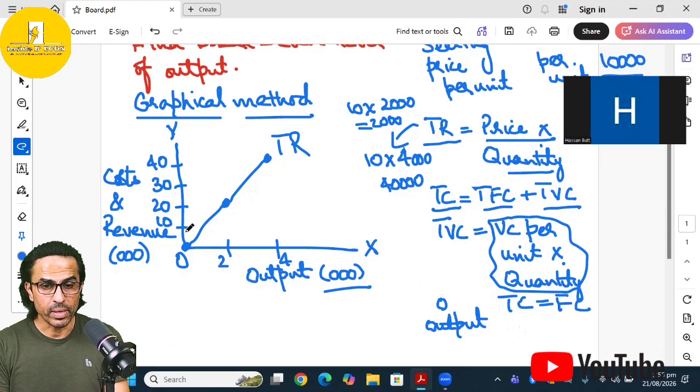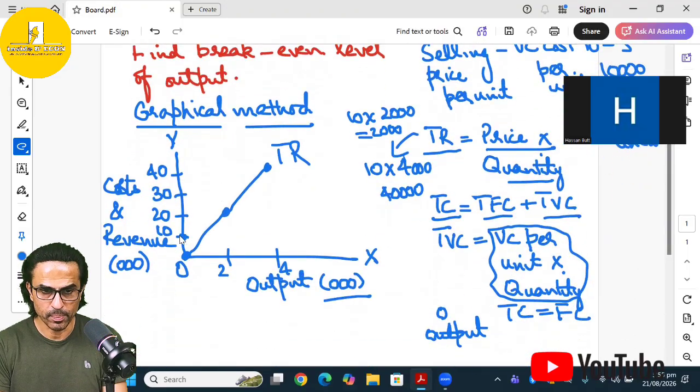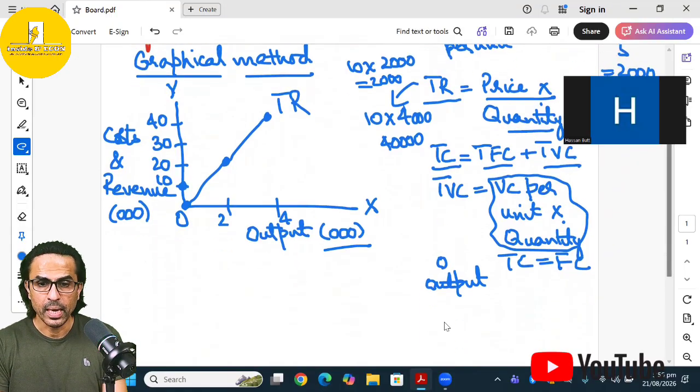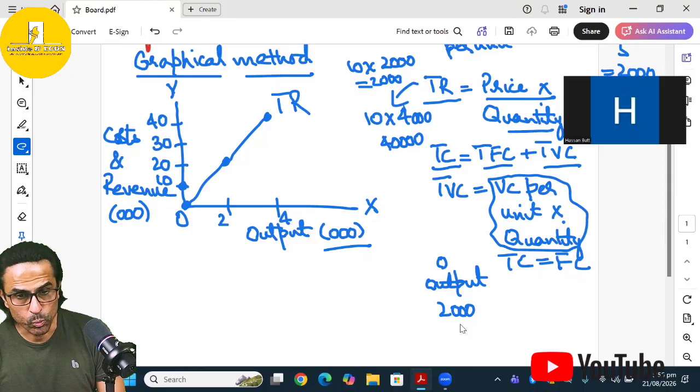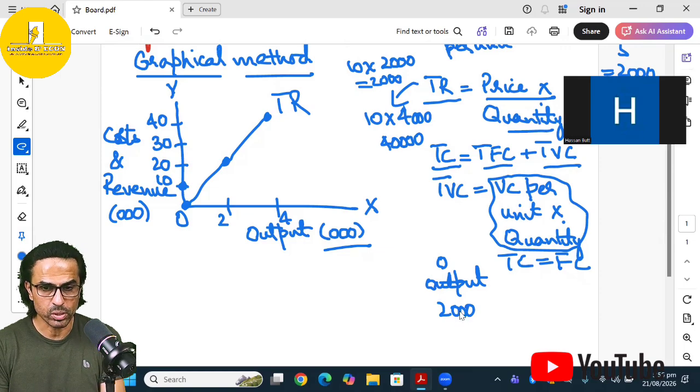So it means the total cost curve will start from the vertical axis. Okay. And the starting point would be the fixed cost, right? So at zero level of output, see what is the fixed cost? Fixed cost is 10,000. So we'll start from there. That is the starting point for the total cost curve, right? After that, at 2000 output, we need to find out the total cost at 2000 units as well, so that we can draw the total cost curve.